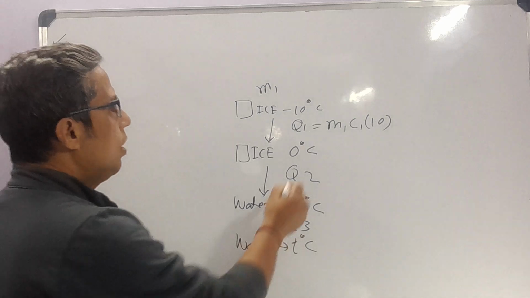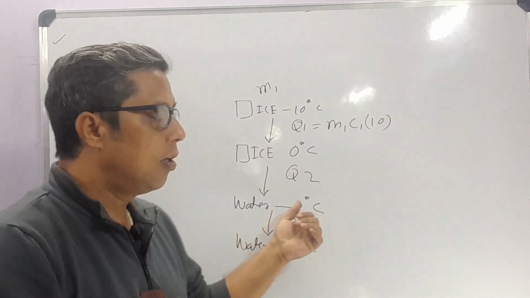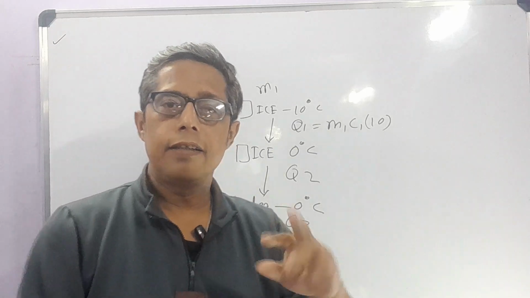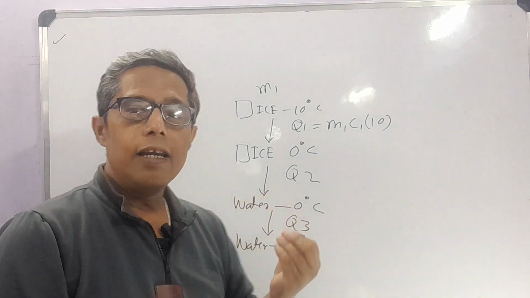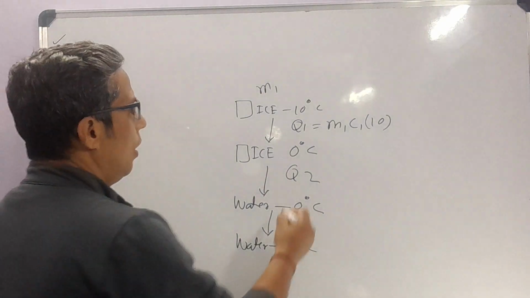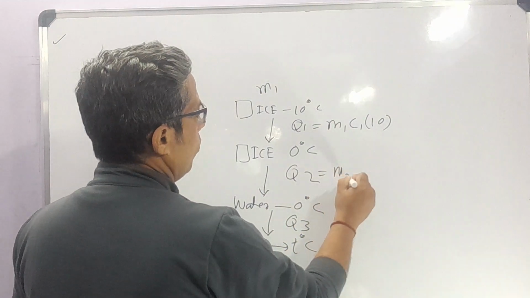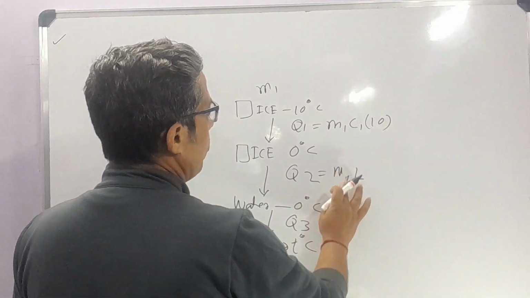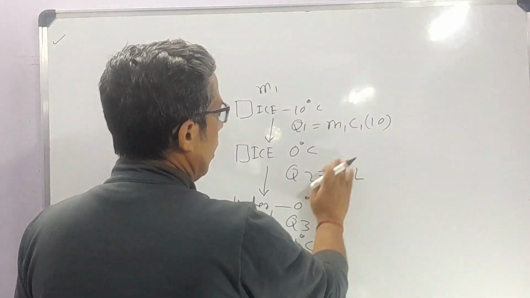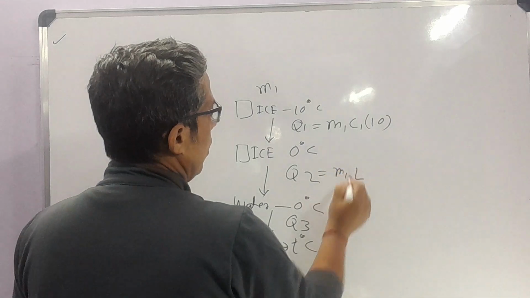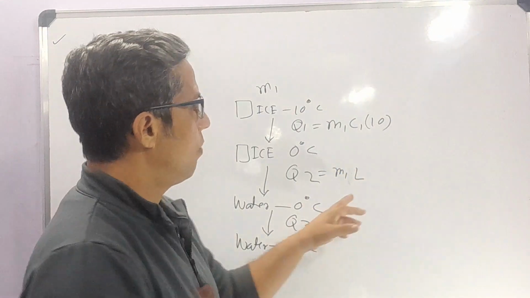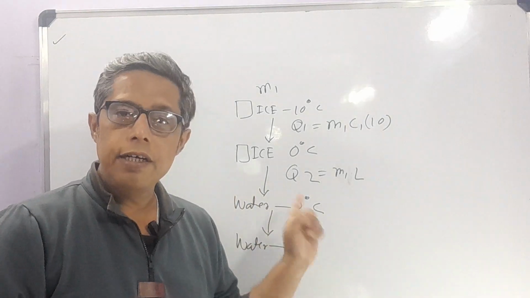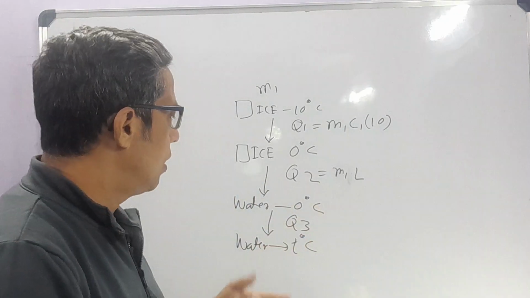Now ice at 0 degree will go to water at 0 degree. So here the phase change happens, the state of matter changes. We need the latent heat. The latent heat Q will be M2 L. M2 means the same mass, so we can say M1, the same mass. M1 L is the latent heat. This amount of heat will be received by ice to become water at 0 degree centigrade. The temperature is not going to change.